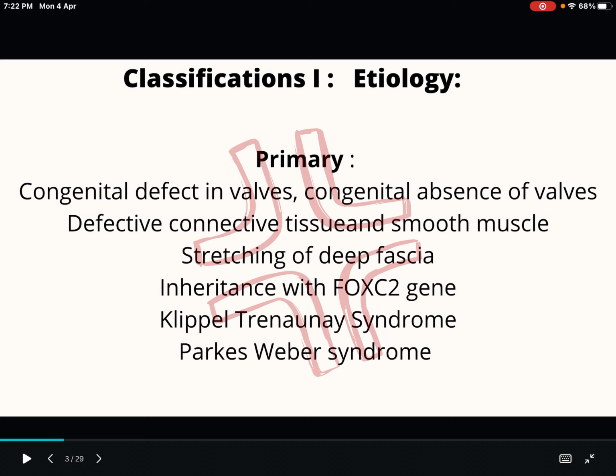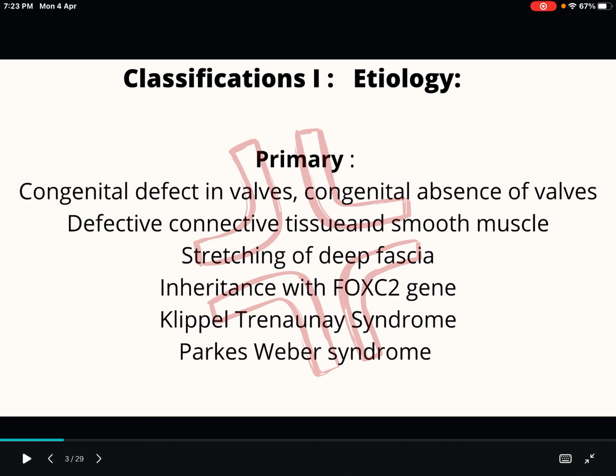Coming to the classification part, after the definition you have to write about the classification, and there are different classifications. The primary basic classification is primary and secondary. Primary means it is happening due to congenital defect in the walls or congenital absence of the walls, defective connective tissue and smooth muscle, stretching of the deep fascia, and inheritance of the FOXC2 gene, Klippel-Trenaunay syndrome, Parkes-Weber syndrome. You can write this classification as etiological classification also.